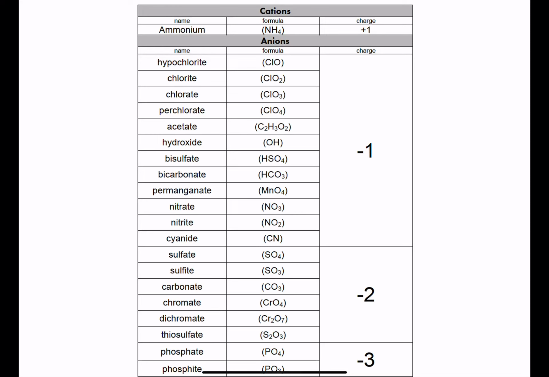This is our polyatomic ion reference page. Like your periodic table, this is something that you would use on your test. I don't expect that you memorize these, although when you get to college, you have to memorize these.